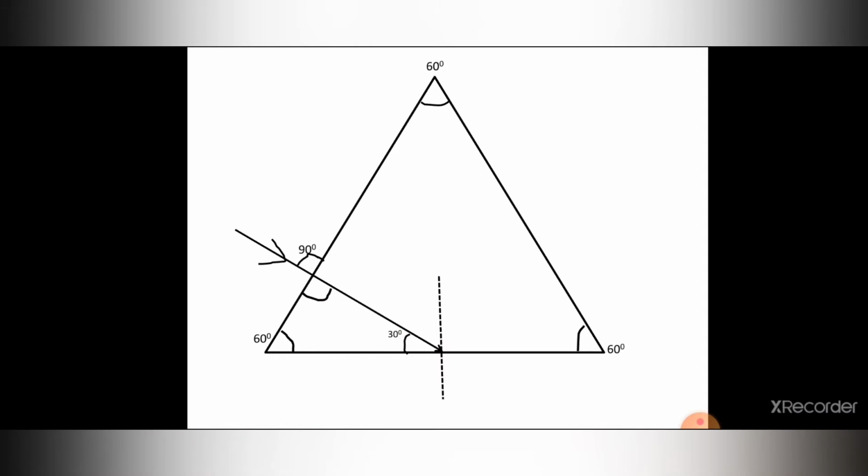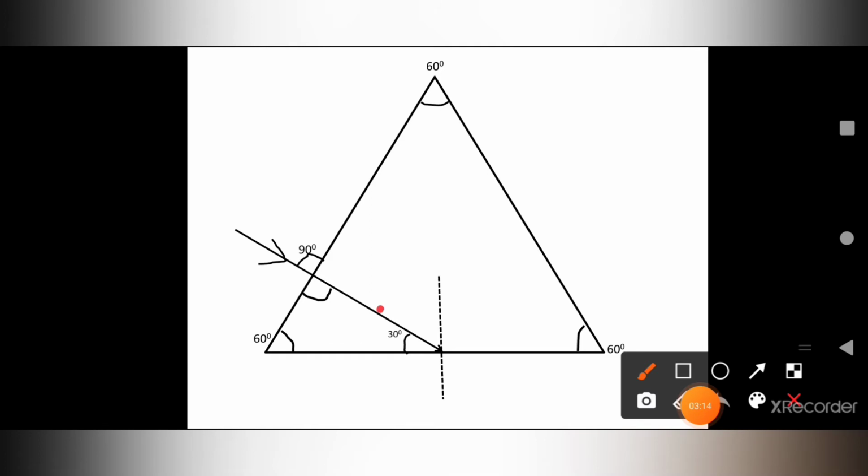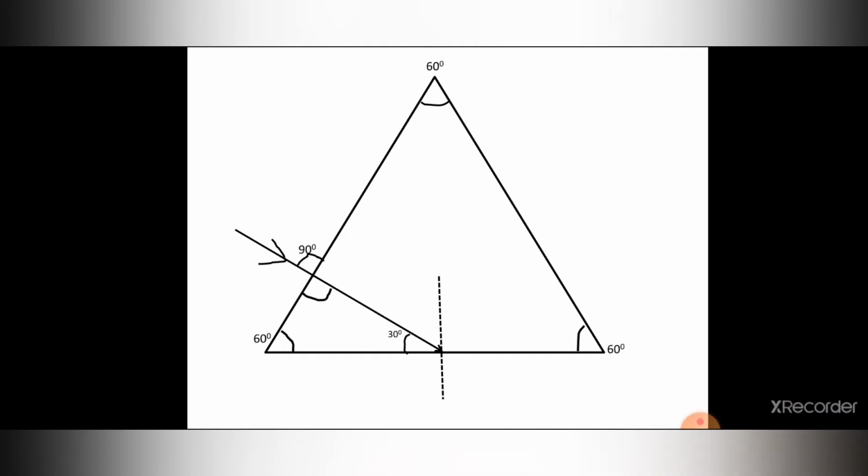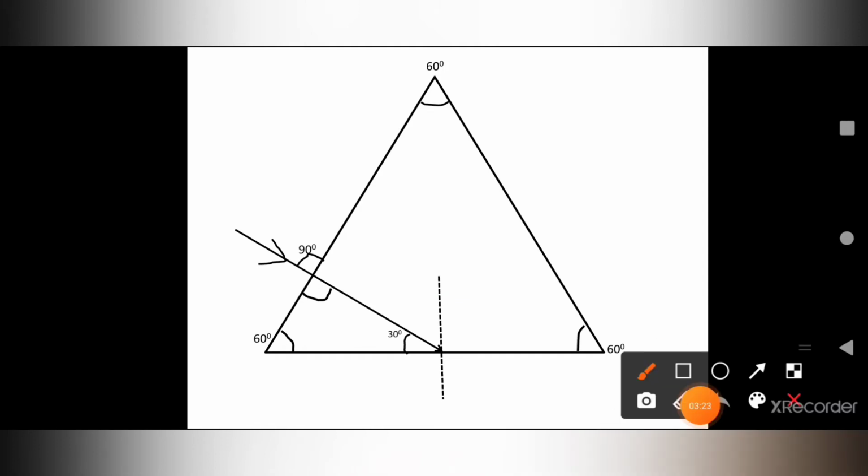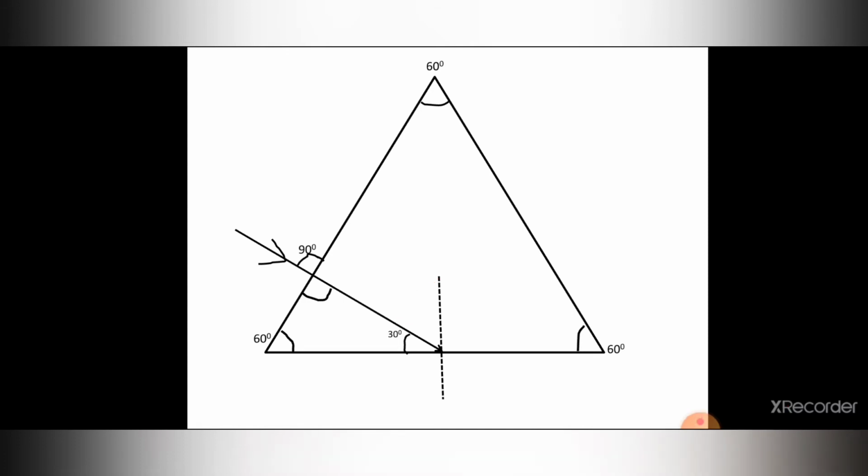Now we will try to find the angle of incidence. This is our angle of incidence, because the angle of incidence is always found with respect to the normal. Before that, remember this angle is 90 degree because it is a normal. Now our angle of incidence will be 60 degree because 60 plus 30 is 90 degree. Since the angle of incidence is 60 degree, according to the law of reflection, the angle of reflection will also be 60 degree.